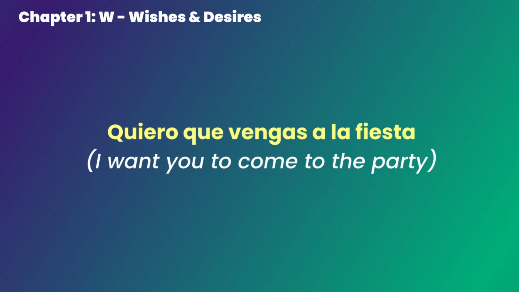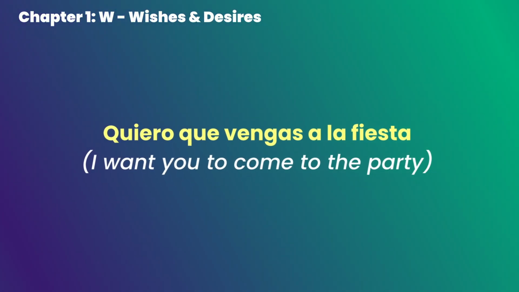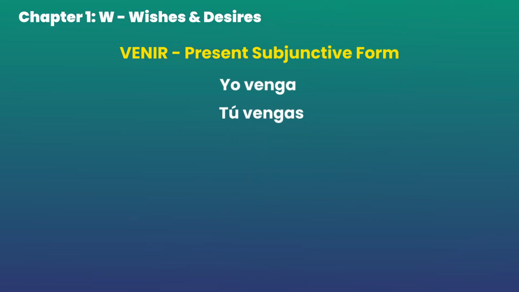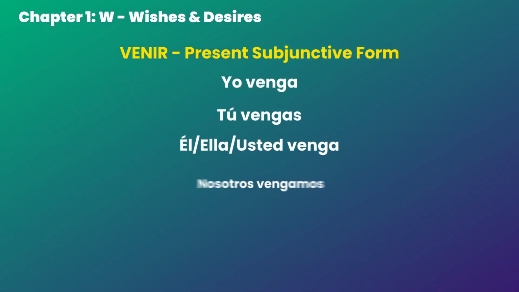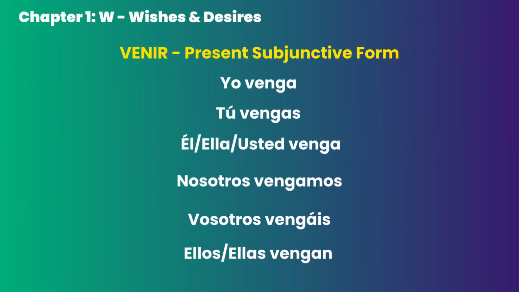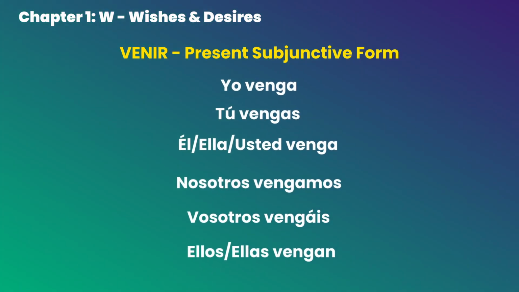The only thing I'll mention is that vengas is the present subjunctive form of the verb venir, which is also an exception. Here's how it works. Yo venga, tú vengas, él, ella, usted venga, nosotros vengamos, vosotros vengáis, ellos, ellas vengan. As you can see, it looks very similar to the verb tener. I thought I would mention it as well, so that you slowly get used to the exceptions.